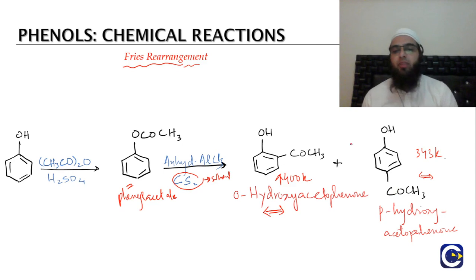Again, the stability of this product matters: when we increase temperature, only then can we get this product. At lower temperatures we get the para product, because there is bulkiness in this group. But with the help of higher temperature we can make the ortho product the majority. Similarly, with phenyl benzoate we get ortho hydroxybenzophenone and para hydroxybenzophenone as the products.